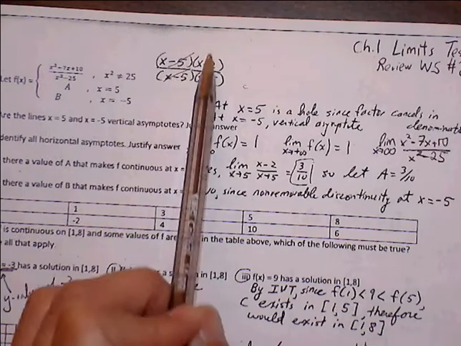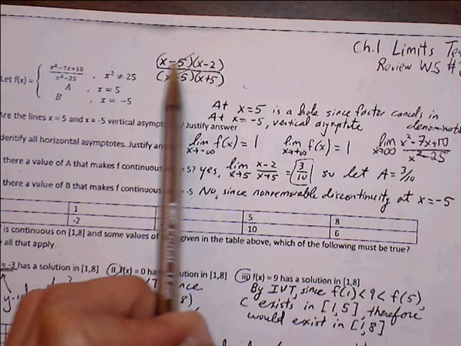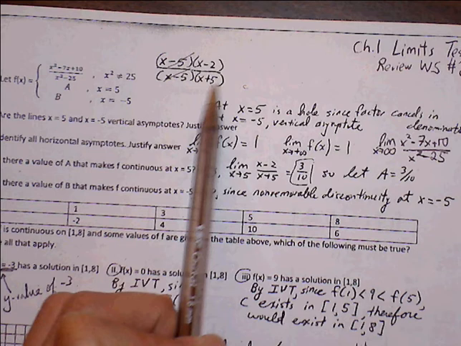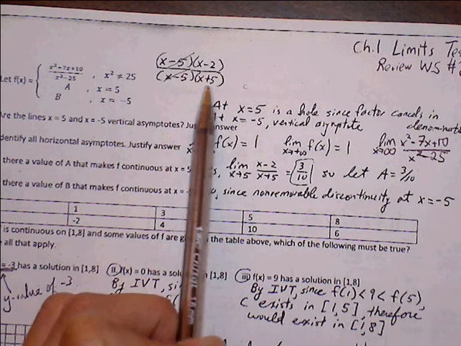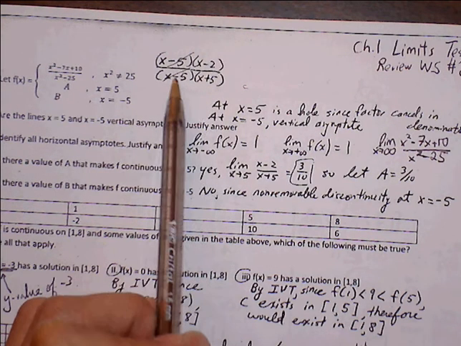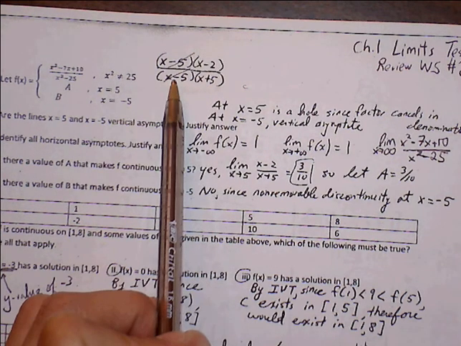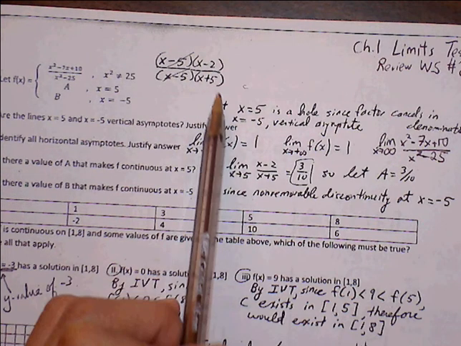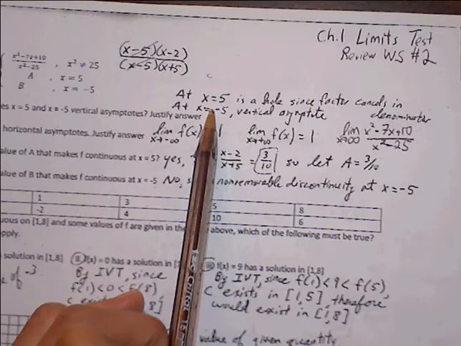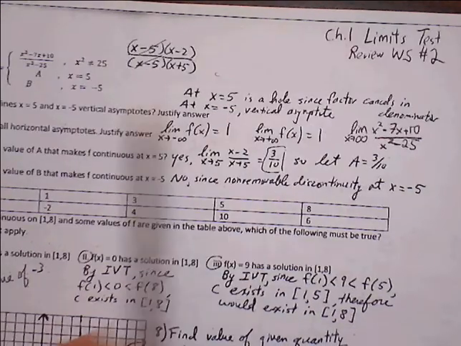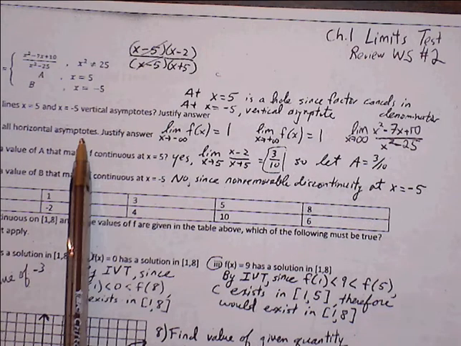There's a match, which indicates that the hole occurs at x equals 5. The factor that does not cancel out from the denominator indicates where the vertical asymptote is. So there's a hole at x equals 5, and there's a vertical asymptote at x equals negative 5. Okay, so that's part A. Part B, identify all horizontal asymptotes.